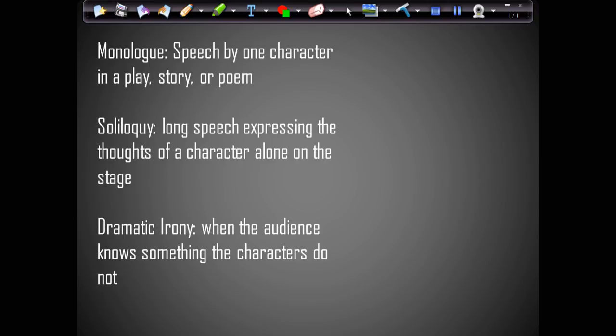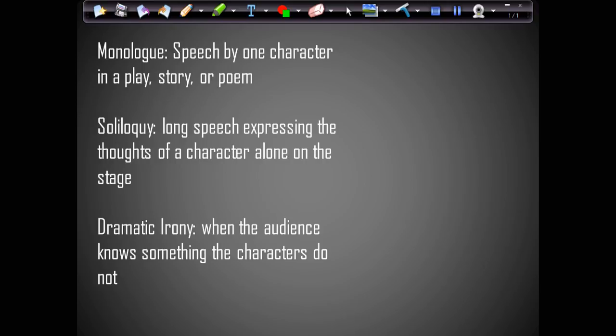Next, we have a monologue, which is just a speech by one character in a play, a story, or a poem. Mono means one, and log means conversation. So it's just a conversation of one person. Think of it as almost like a monopoly of the conversation that one person has.